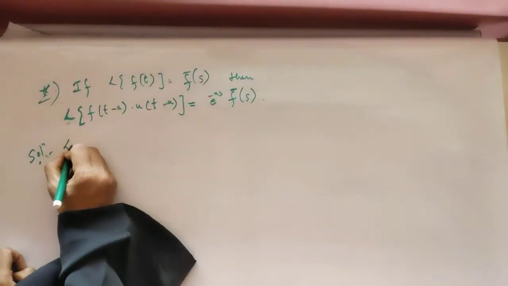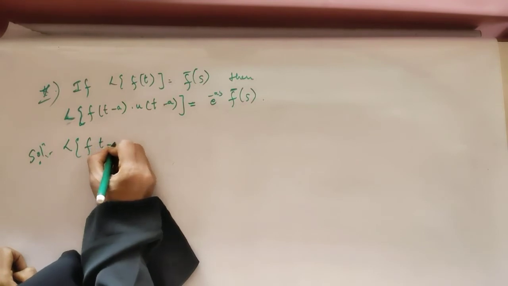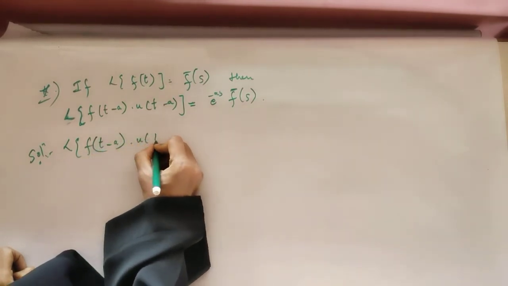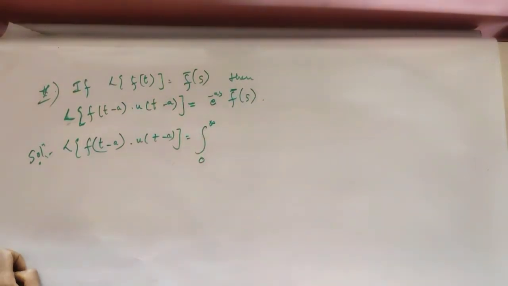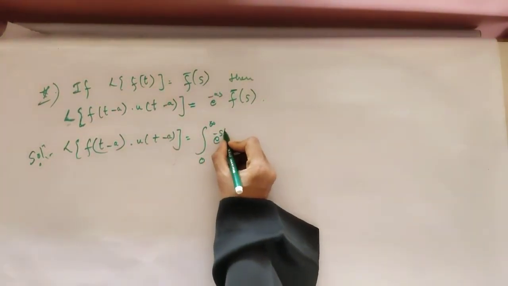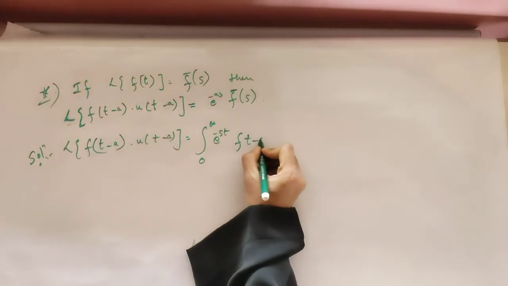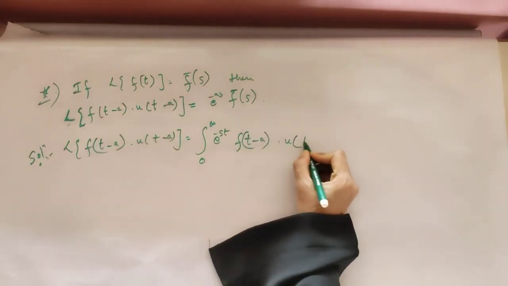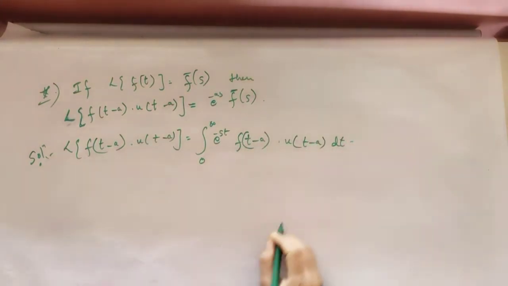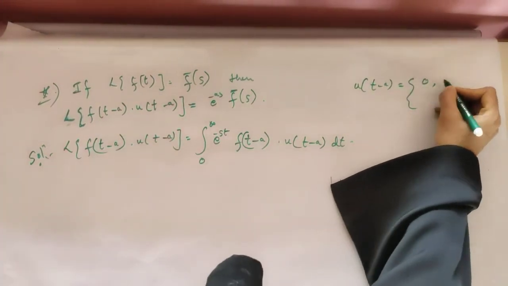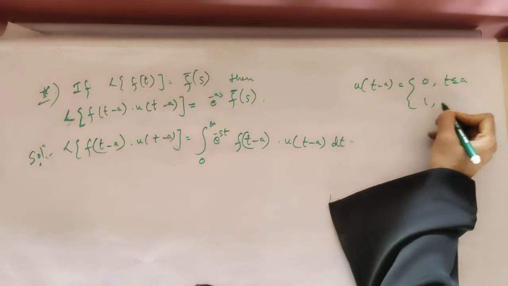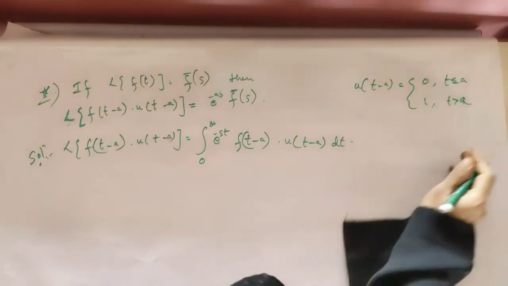So the Laplace transform, as per the definition, of f(t minus a) into u(t minus a), let us simplify it by the basic definition. Integration from 0 to infinity e to the power minus st, into f(t minus a) into u(t minus a) dt. We know what this unit step function is. It is actually 0 when t is less than or equal to a, and it is 1 when t is greater than a. You know this very well.